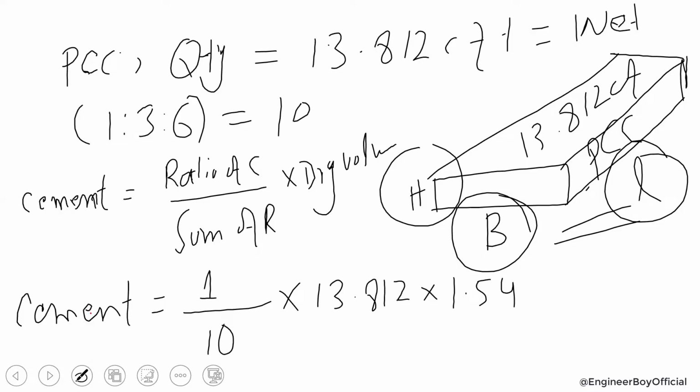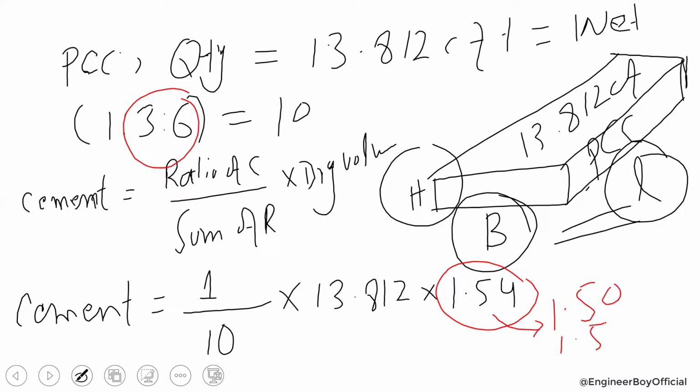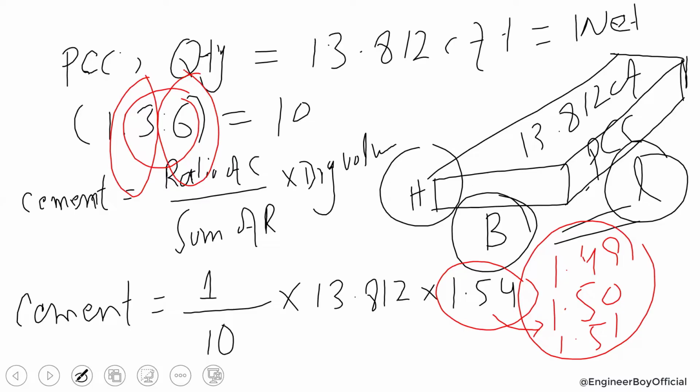Now, 1.54 may vary depending upon your country and depending on the materials used in the same concrete. I have read many books and this value is different. It can be 1.50, it can be 1.51, it can even be 1.49. So it depends on the properties of the fine aggregate and coarse aggregate, and even on the cement. So why do we take 1.54? This is a good question, but before answering that, let's just calculate this value first.